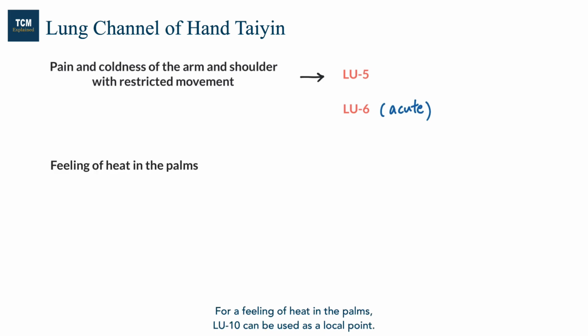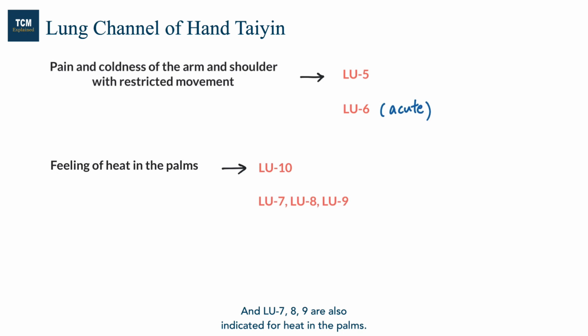For feeling of heat in the palms, lung 10 can be used as a local point. But since lung 10 also clears heat from the lung channel and the lungs, it is appropriate for this condition. And lung 7, 8, 9 are also indicated for heat in the palms.